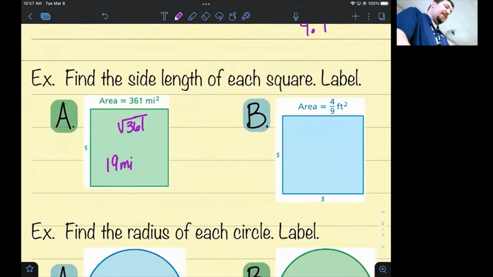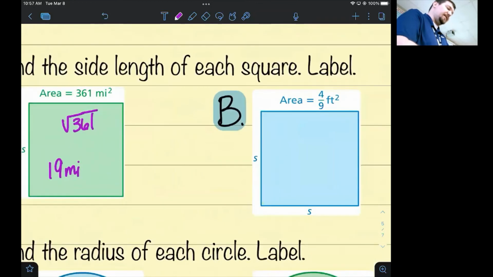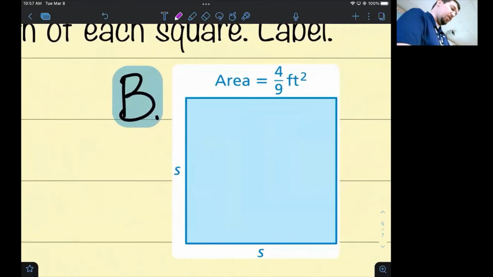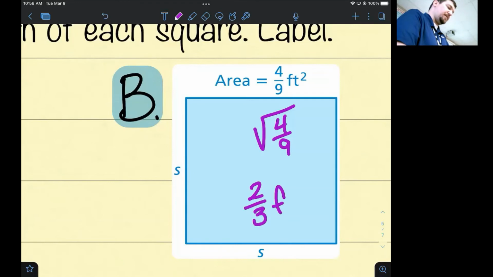Example B, what if the area of the square is 4/9? What would the square root of 4/9 be? 2/3. Square root the top number, square root the bottom number, and that would be 2/3 feet, because once we're labeling side lengths, we're just labeling it in feet.